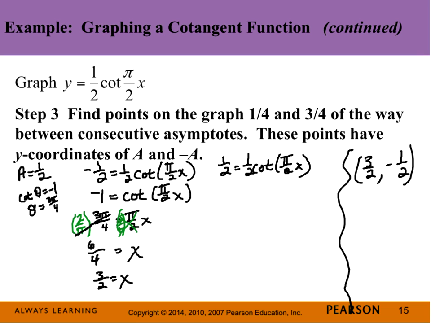And then do this other equation here, solve this other equation for 1/2. And I divide by 1/2 on both sides, and I get 1 equals the cotangent of pi over 2 x. I find that the cotangent of theta is equal to positive 1 when theta is equal to pi over 4. So I can set pi over 4 equal to pi over 2 x, and multiply on both sides. No, not pi over 2 x, 2 over pi.